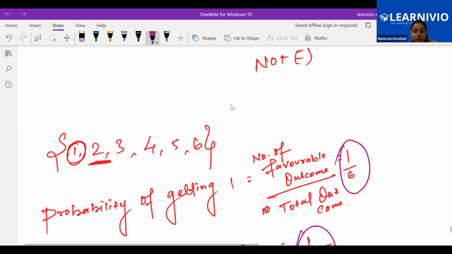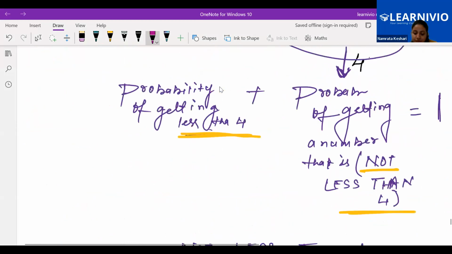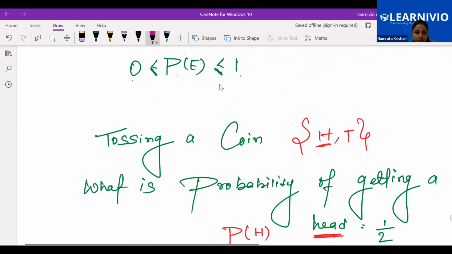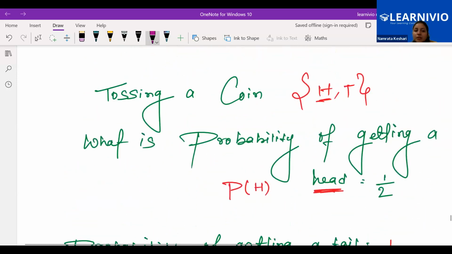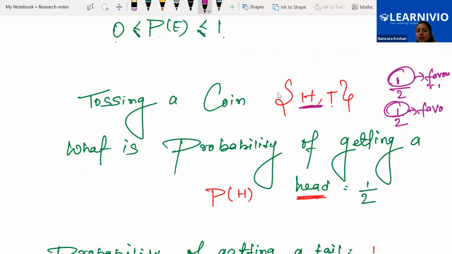Let me show you in one of the cases we have just solved. Can you see the probability of getting head, the favorable outcome was 1. Probability of getting tail, favorable outcome was 1. Whenever the favorable outcome is 1, that's called an elementary event. And if you add all the elementary events, the result will be 1.